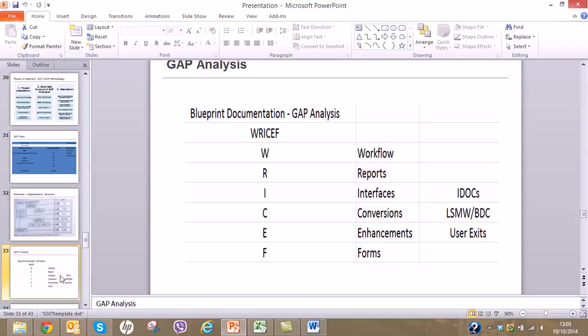Conversion means data conversion, which is called data migration. Yeah, LSMW. We can migrate the data through LSMW. LSMW is an interface which I told you yesterday, legacy system migration workbench. So as a consultant, you need to understand this legacy system, how this legacy system works, which is our last topic. But I told you I will give you the video.